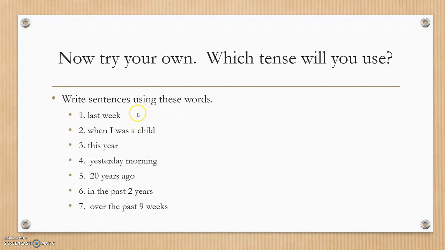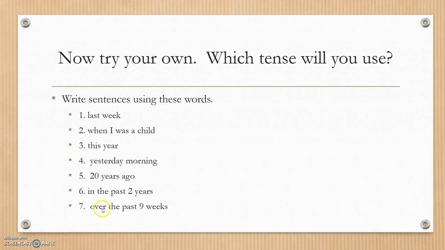Number 1, last week, simple past. Number 2, when I was a child, simple past. Number 3, this year, present perfect. Number 4, yesterday morning, simple past. Number 5, 20 years ago, simple past. Number 6, in the past 2 years. In the past 2 years, present perfect. That means go back 2 years and go up to now.